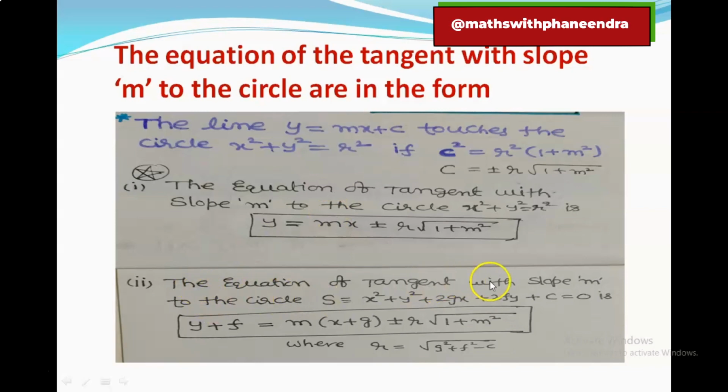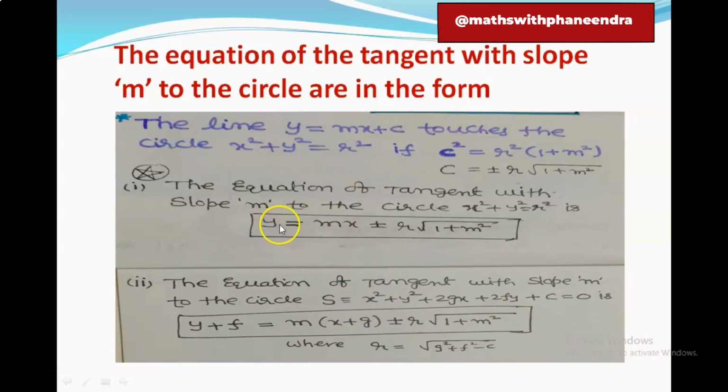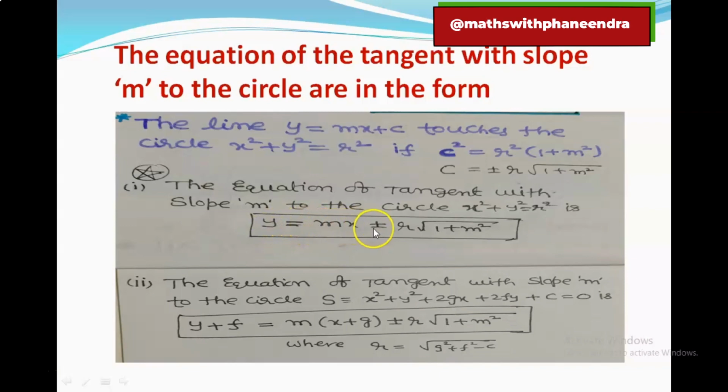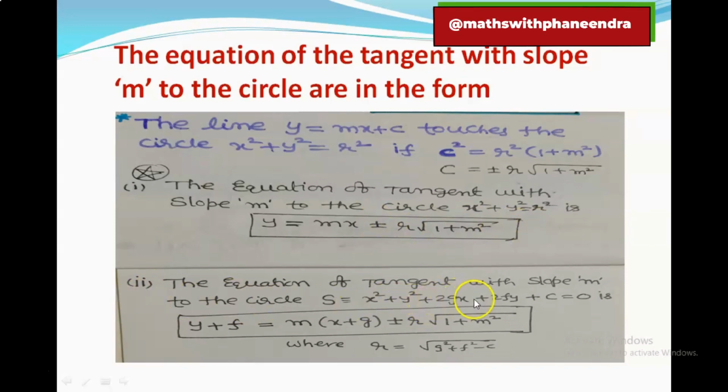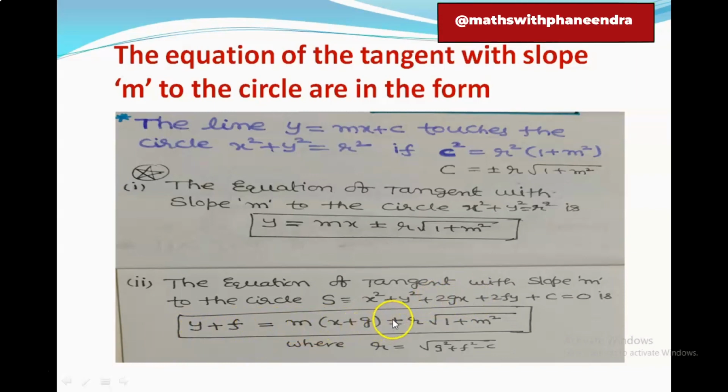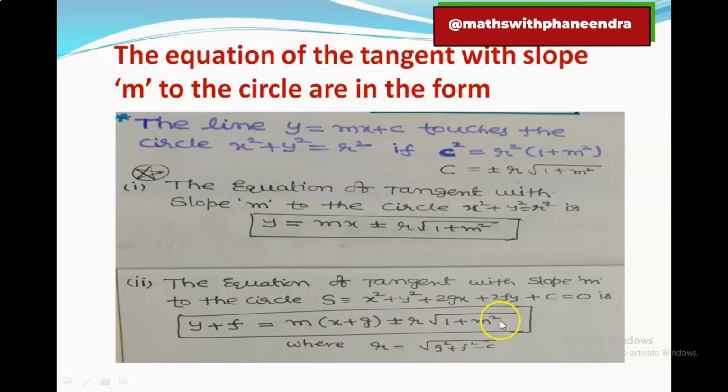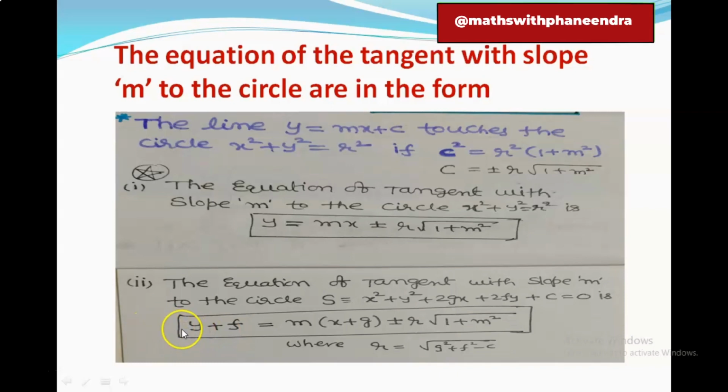Next, the equation of tangent with slope m to the circle S is equal to 0. S is equal to 0 means the general equation of circle. When the circle center is 0 comma 0, we can write y plus 0 equal to m into x plus 0, plus or minus r into root of 1 plus m square. Here, if the circle center is minus g comma minus f, then y minus of minus f equal to m into x minus of minus g, plus or minus r into root of 1 plus m square. This is the formula of equation of tangent with slope m to the circle.